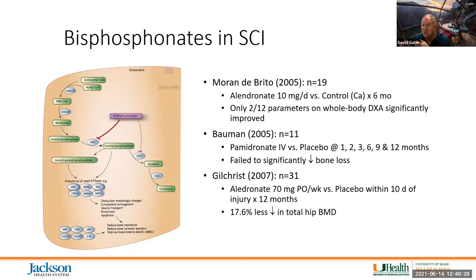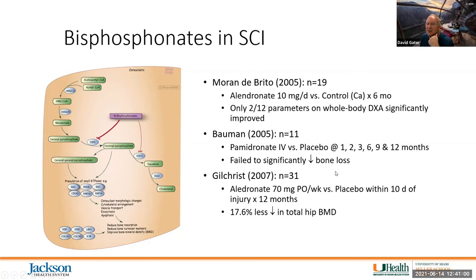And so there were 10 parameters that would put people at significant risk for fractures. Bill Bauman and crew up at the Bronx VA in New York City in 2005 looked at 11 individuals provided pamidronate IV versus placebo. And this was provided at 1, 2, 3, 6, 9, and 12 months, failed to significantly reduce bone loss in these individuals.